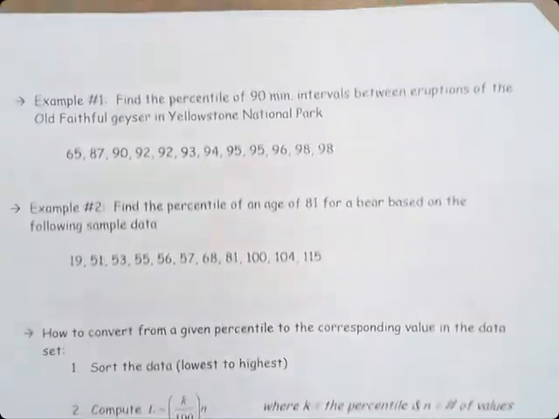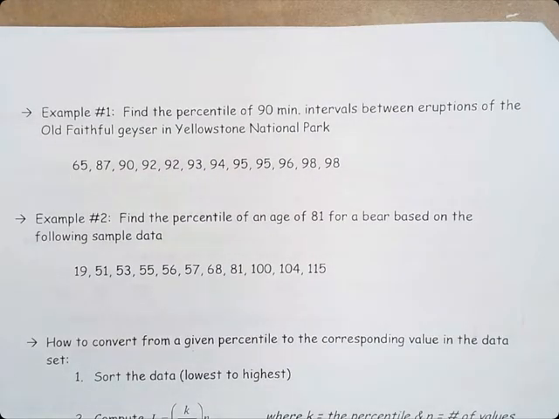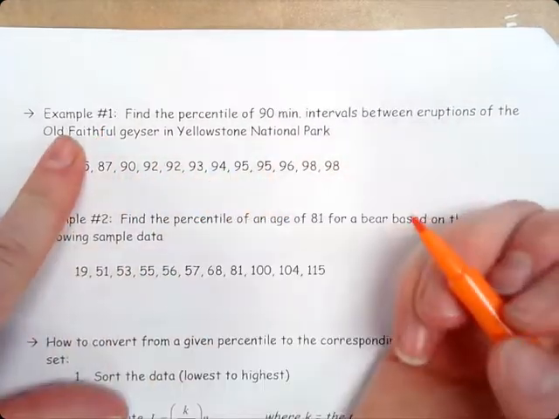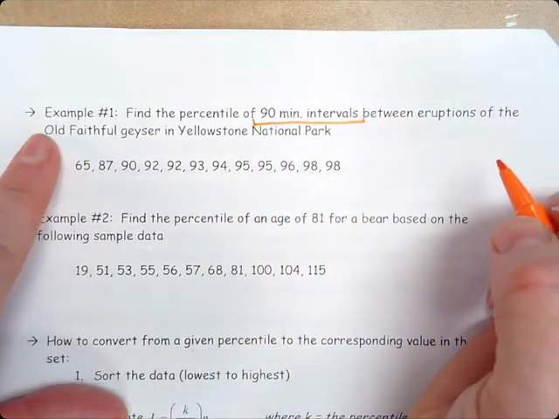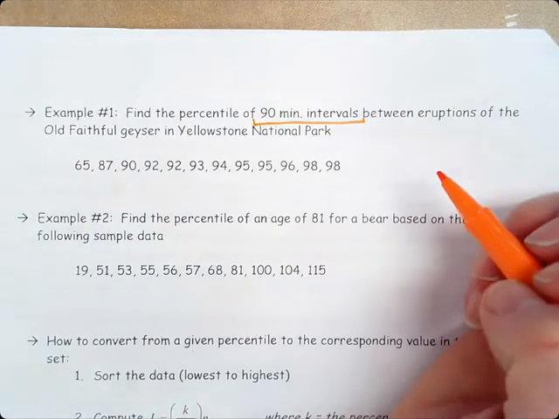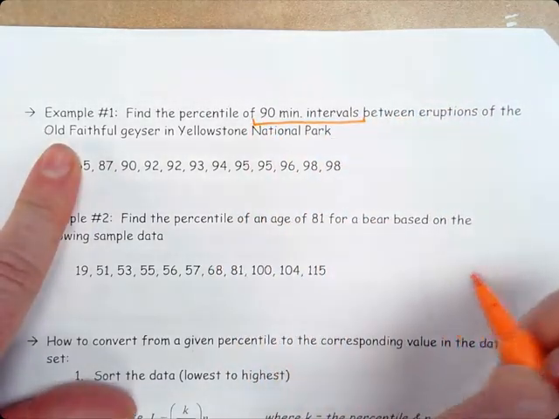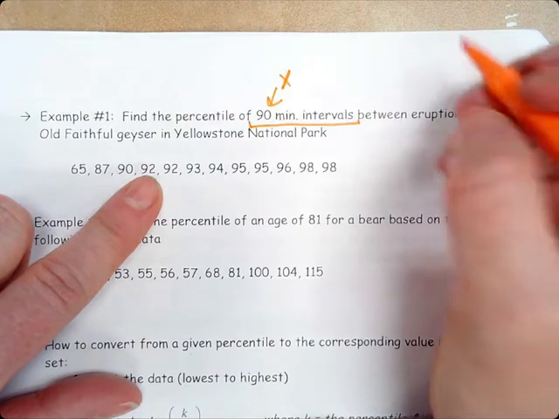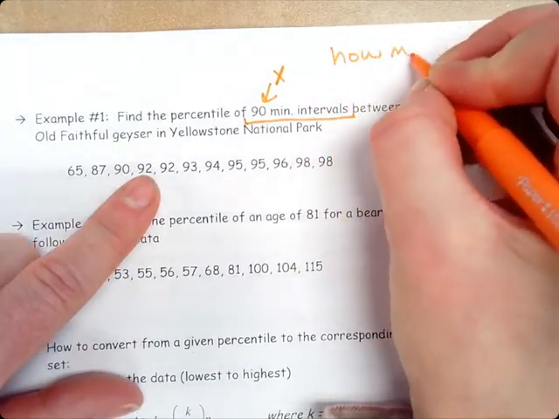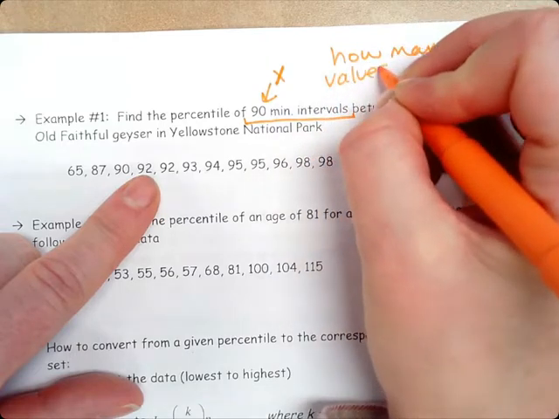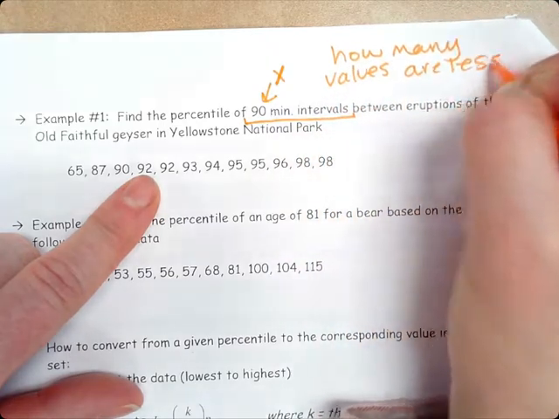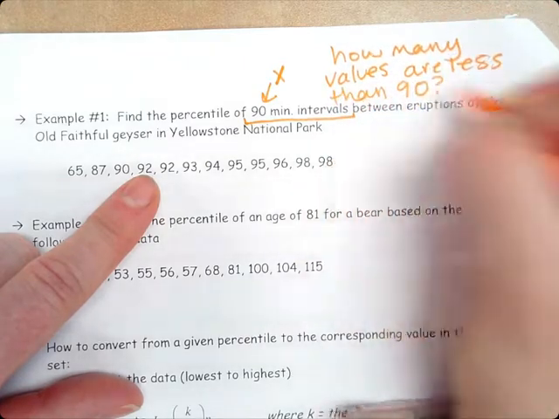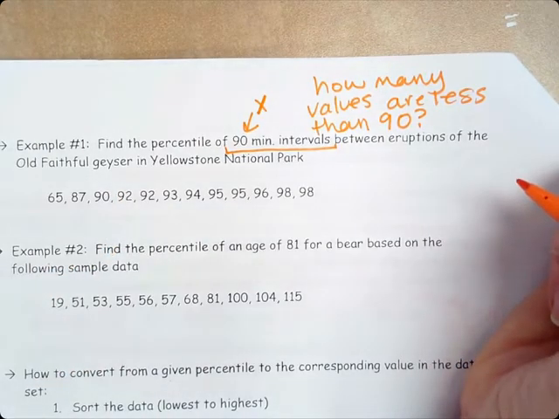So they are going to give us the data, and then they're going to say, okay, this data point is at what percentile in relation to all the data? So we have: find the percentile of 90-minute intervals between eruptions of Old Faithful Geyser in Yellowstone National Park. So we want X, this is our X value, 90. And we want to find out how many values are less than that 90. And that'll help us find our percentile.